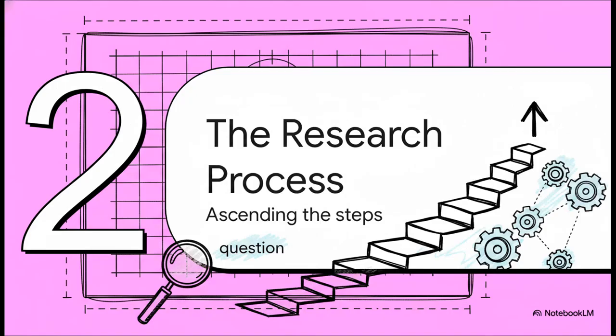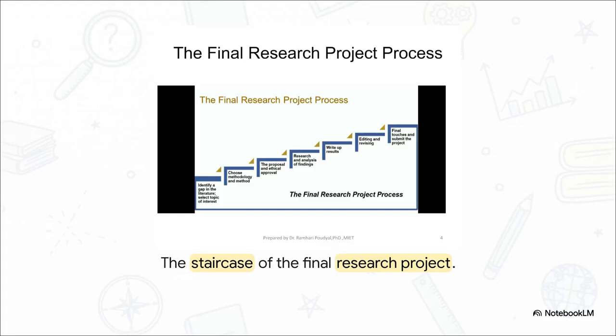Moving right along to Section 2, the research project process. Think of the entire research process as basically an ascending staircase. And the catch is, every single step completely relies on the stability of the one right before it. You start down at the foundation by identifying a gap in the literature. From there, you step up to choose your methodology, then you secure your proposal and your ethical approvals. Only once that foundation is totally locked in do you step up to the actual research and analysis.